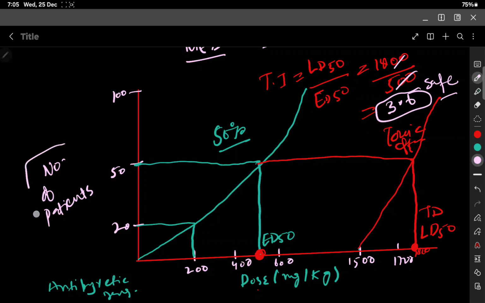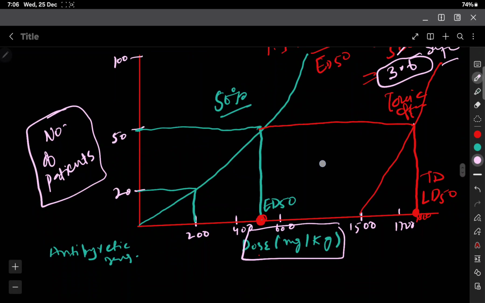Okay, so from the y-axis you have the number of patients, and from the x-axis you have dose in mg per kg. When you keep increasing the dose, a point will come when the drug will show its toxic effect. So the dose here was 1800, at which the drug was showing the toxic effect, meaning 50% of the people were showing the toxic effect. So this is LD50. And here at the dose of 500 mg, 50% of the people were showing the effect, meaning they were showing the therapeutic effect. So that is the effective dose. So ED50, LD50. Therapeutic index is equal to LD50 upon ED50, 1800 upon 500, which comes to 3.6.